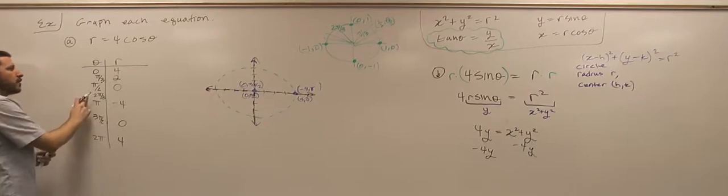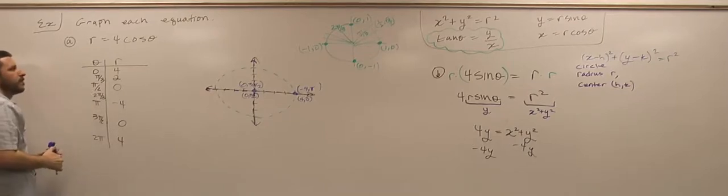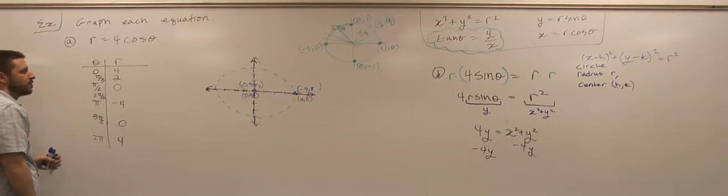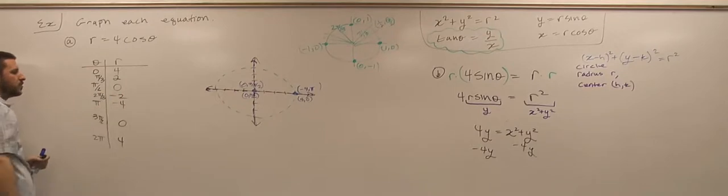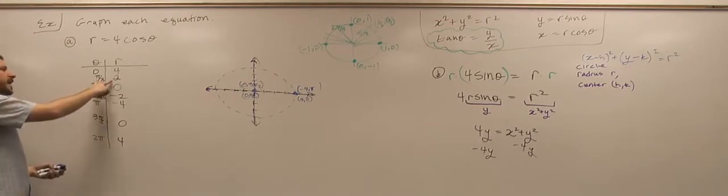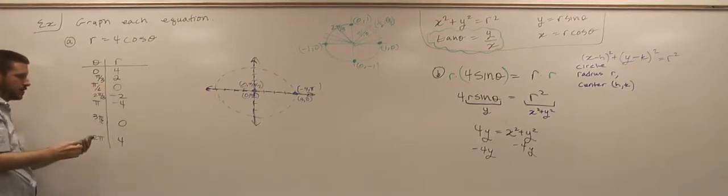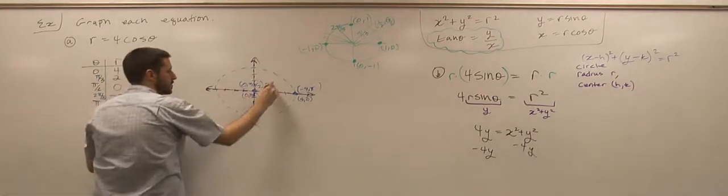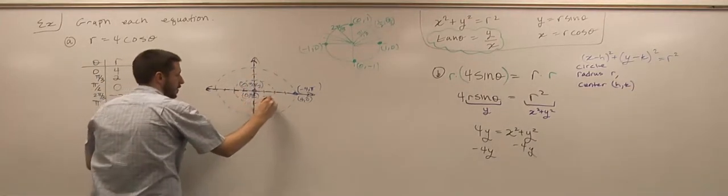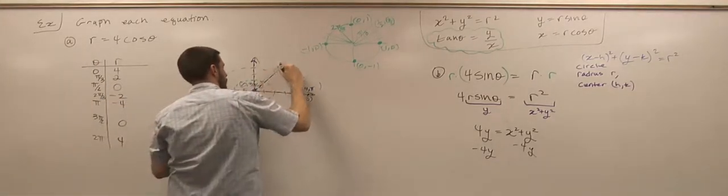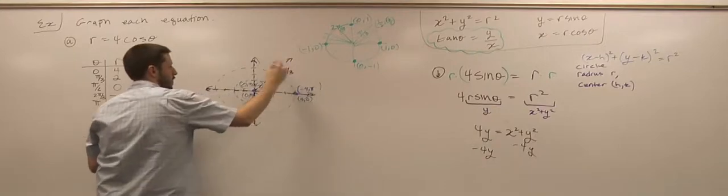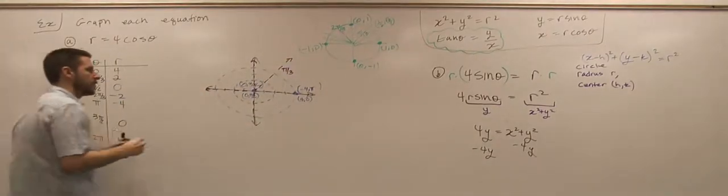If you put 2 pi over 3 in, what do you get out? What's cosine of 2 pi over 3? Negative 1/2 times 4, negative 2. So let me add these guys onto my graph. How would I graph pi over 3, angle of pi over 3, radius of 2? So here's your radius of 2. But I have to have an angle of pi over 3. So it will go right here.